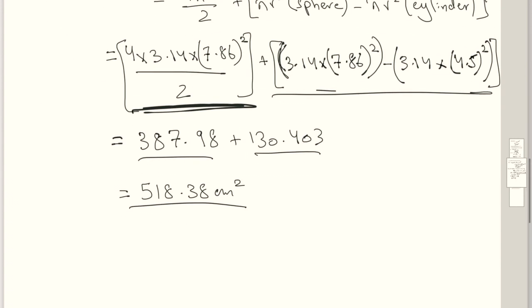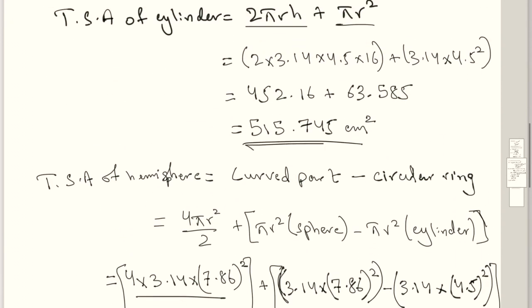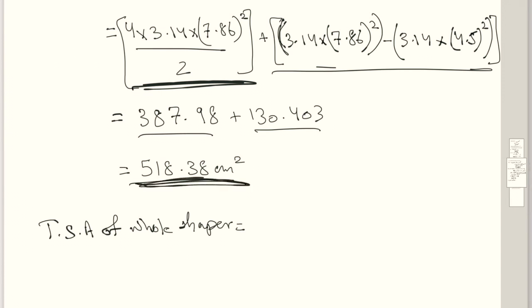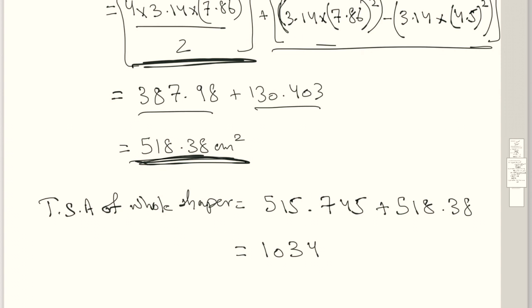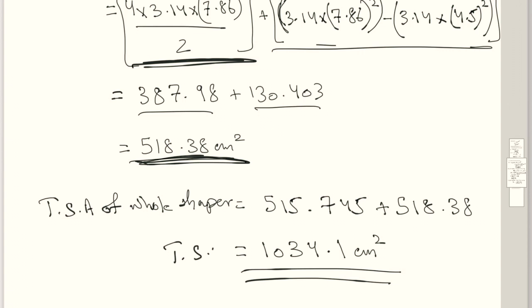Now, in order to find the total surface area of the whole shape, TSA of whole shape, you need to add this and this. So the surface area of the cylinder was 515.745, and the surface area of the hemisphere is 518.38. Okay, so the final answer in this case is 1034.1 centimeters squared. This is the total surface area of the whole shape. I hope that made sense.